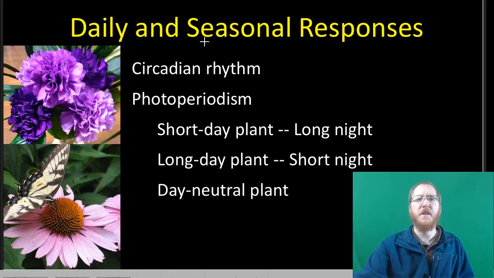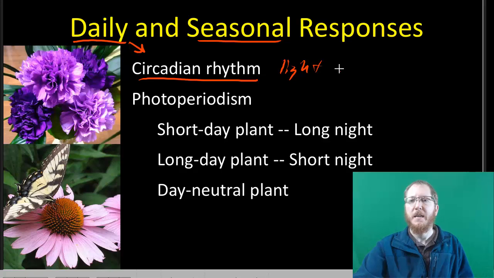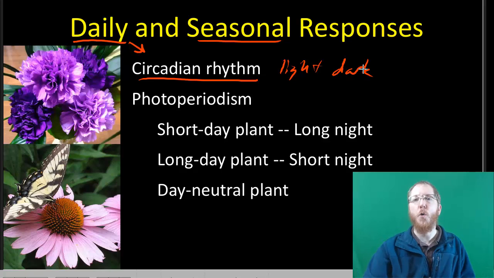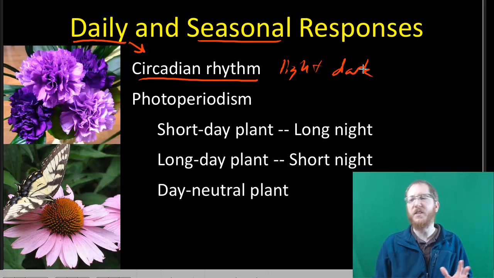Now, plants can also figure out what time of day it is, so to speak, or at least what part of the day it is, and they can detect seasons. The circadian rhythm is going to be this daily pattern of light and dark. It's going to be this fact of I know when a day is. So circadian rhythm is more daily, not so much seasonally.